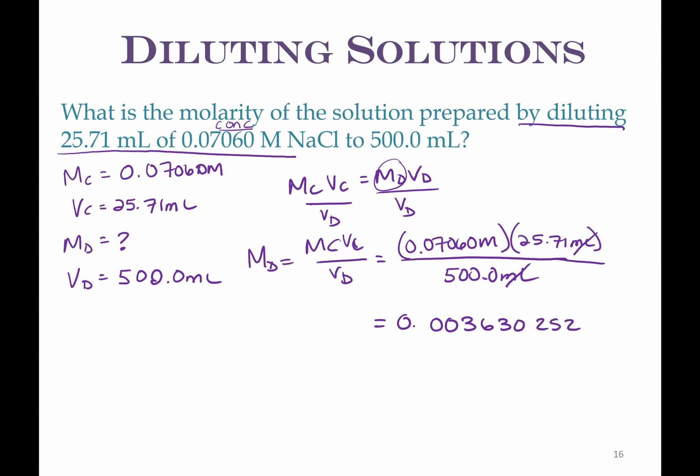Sig figs. See, we have 4. So 1, 2, 3, 4. 1 to the right for rounding. So 0.003630 molar sodium chloride.